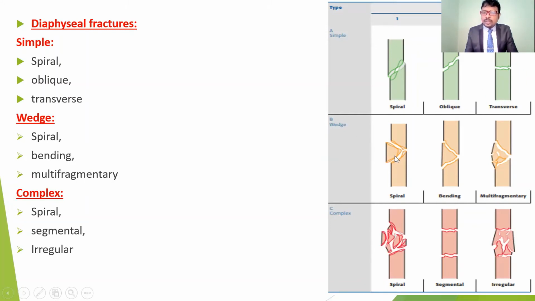The wedge involves more than two fragments, so it is divided into three types: spiral, bending, and multi-fragmentary fractures. Coming to the complex one, it is also divided into spiral, segmental, and irregular. In the complex spiral you get the spiral, but the fragments are many. In this type of fracture, reduction is very difficult, and the surgical procedure is also difficult.